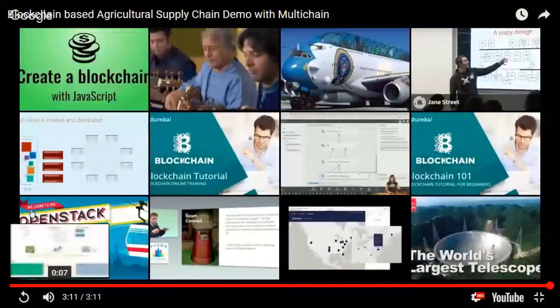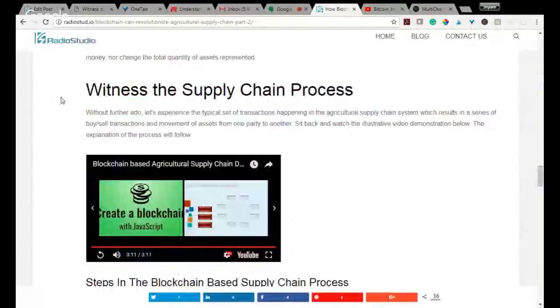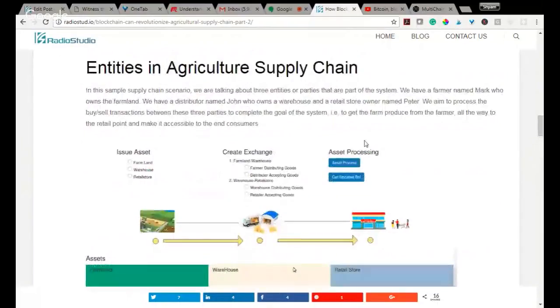And at the end of this transaction, you would have this ledger, which will get created across this decentralized system, where all these 3 nodes are participatory nodes, where the entire transaction from the farmland to the warehouse all the way till the retail store is actually captured. So this is a way.